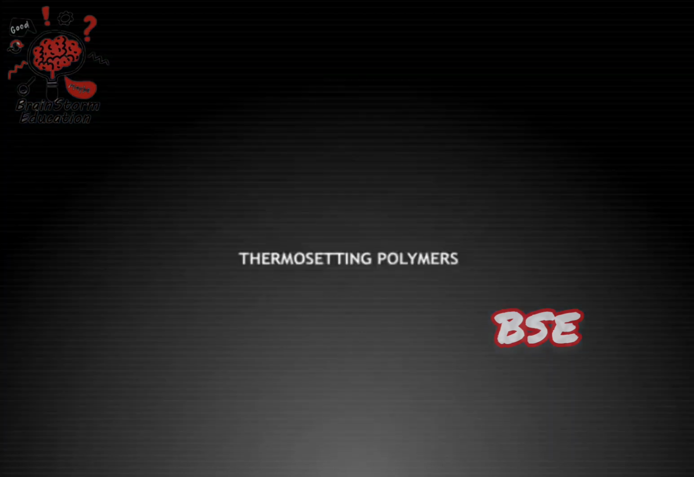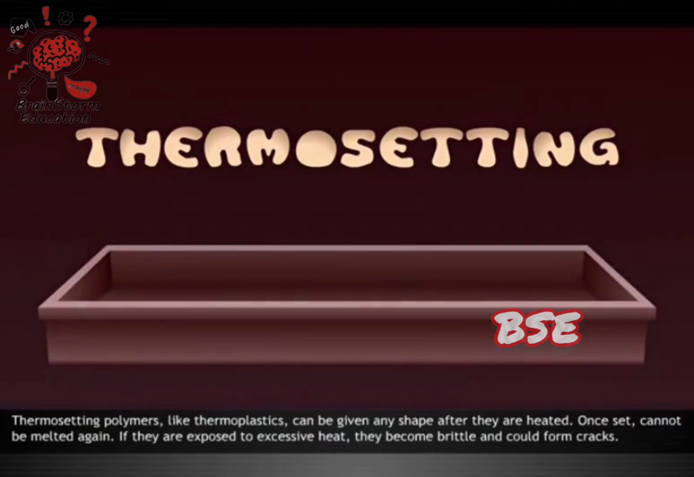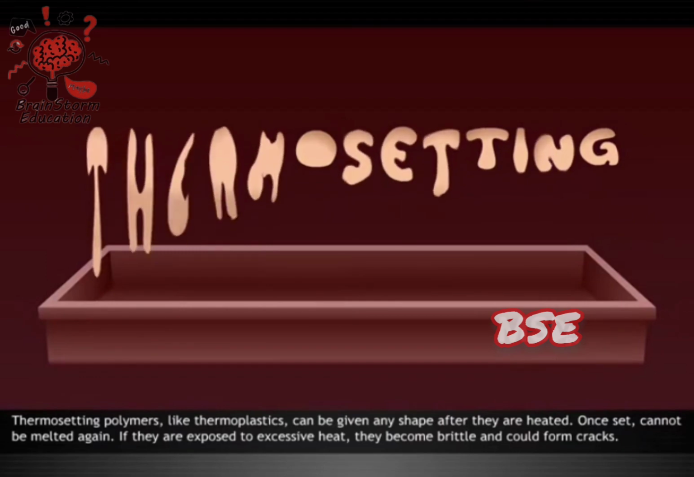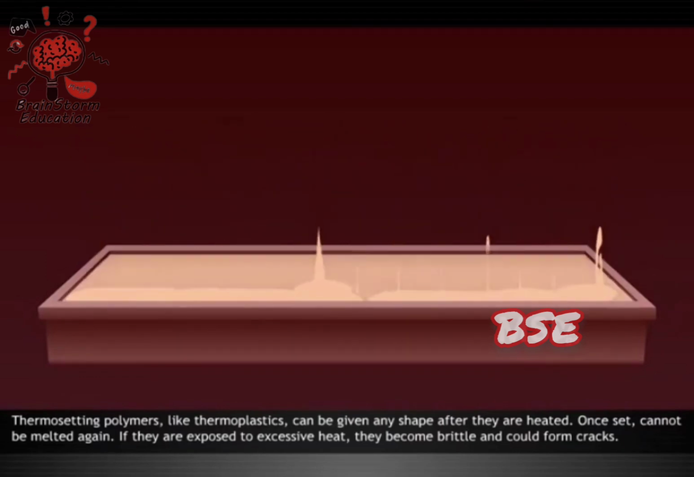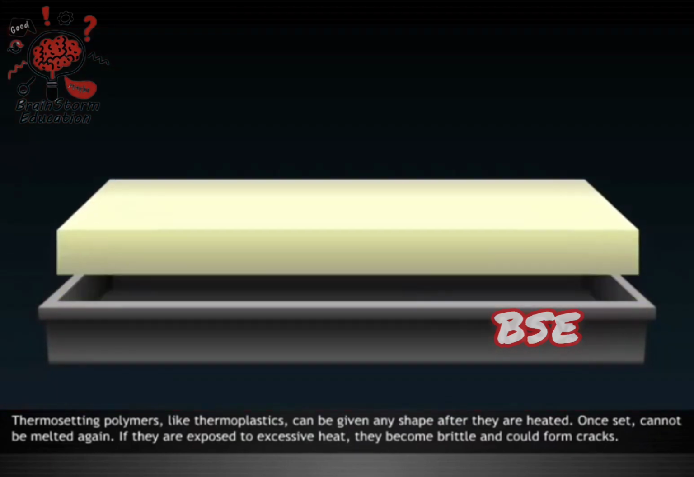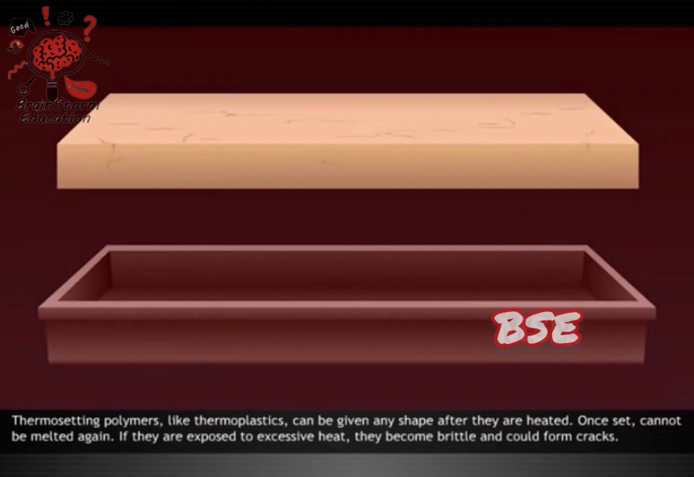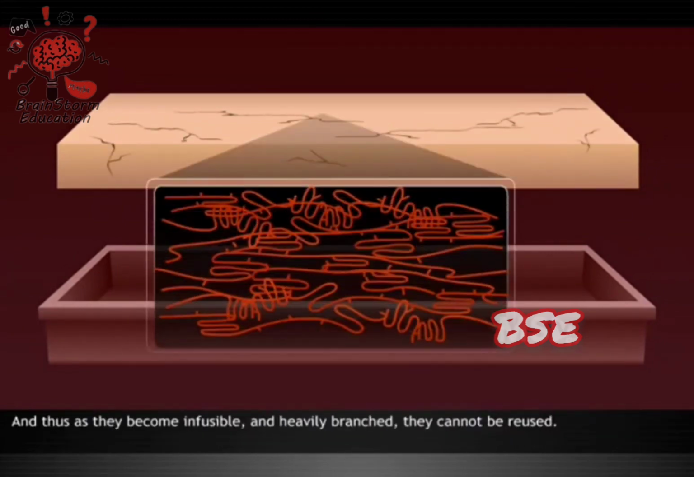Thermosetting polymers. Thermosetting polymers, like thermoplastics, can be given any shape after they are heated. Once set, they cannot be melted again. If they are exposed to excessive heat, they become brittle and could form cracks. And thus, as they become infusible and heavily branched, they cannot be reused. Some common examples are bakelite, urea-formaldehyde resins, etc.